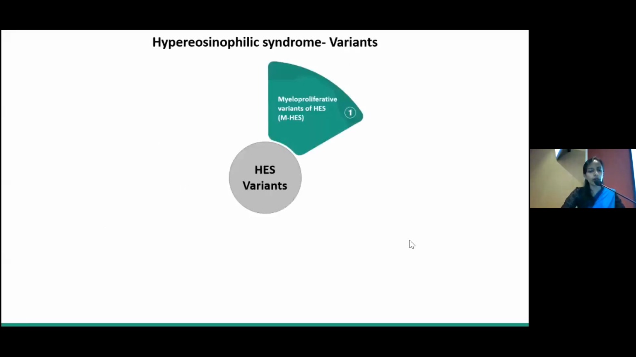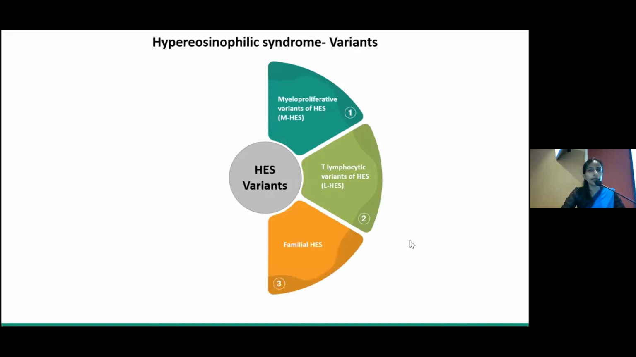So there are 6 variants of hypereosinophilic syndrome. First variant is a myeloproliferative variant. These patients usually have hepatomegaly and splenomegaly, and they have anemia, thrombocytopenia, along with high vitamin B12 levels. And interestingly, they are usually resistant to glucocorticoids. The second variant is the T lymphocytic variant. These patients usually present with skin and subcutaneous tissue involvement.